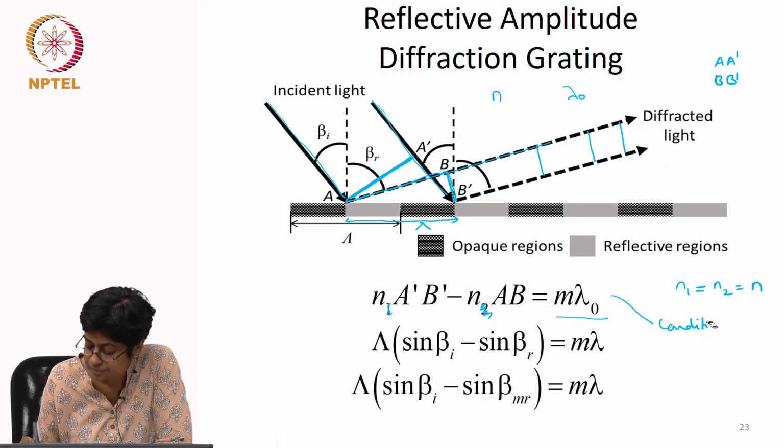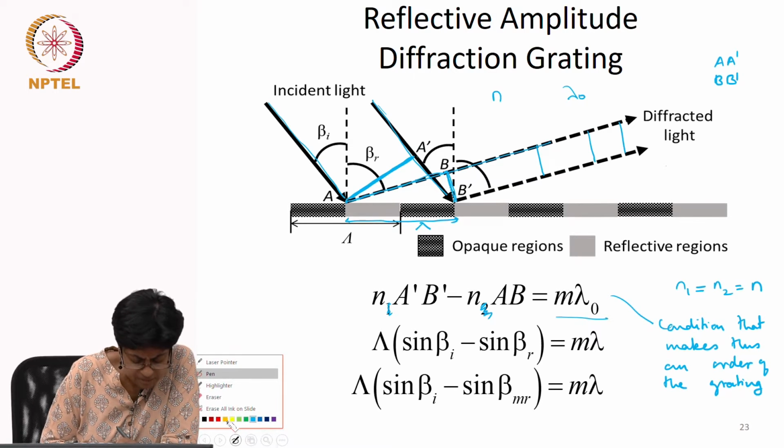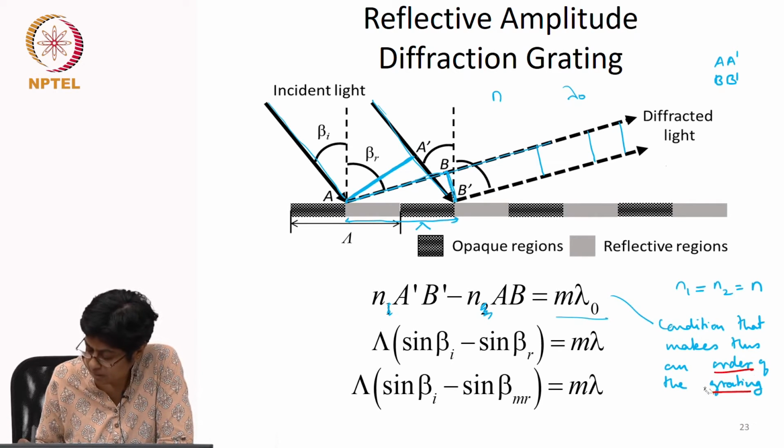This is the condition that makes this an order of the grating. When I say it is an order of the grating, I am in effect saying this is where constructive interference happens.